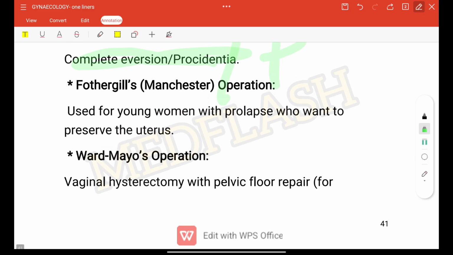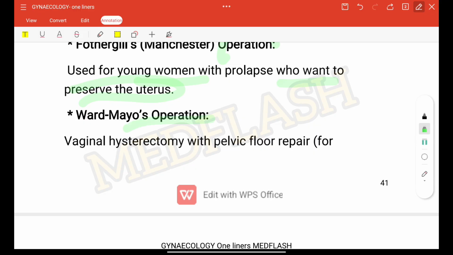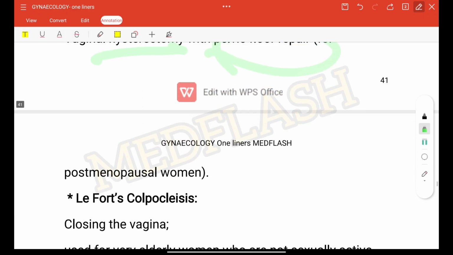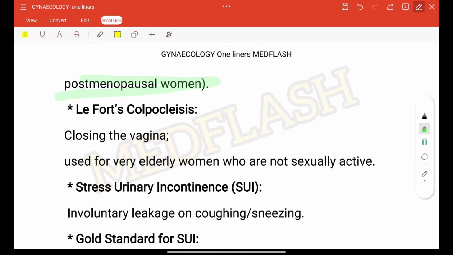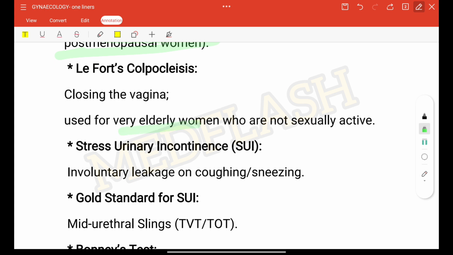Fothergill's operation is used for young women with prolapse who want to preserve the uterus. Ward-Mayo's operation, vaginal hysterectomy with pelvic floor repair, is for postmenopausal women. Le Fort's colpocleisis, closing the vagina, is used for very elderly women who are not sexually active.